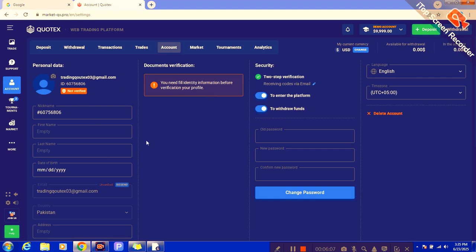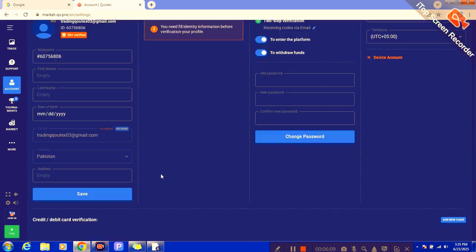Click on the first one. You have to put your name, last name, and your date of birth, but the correct ones, as you have on your ID card. Here you can put your own home address, and the country is also selected. You have to verify these two things.